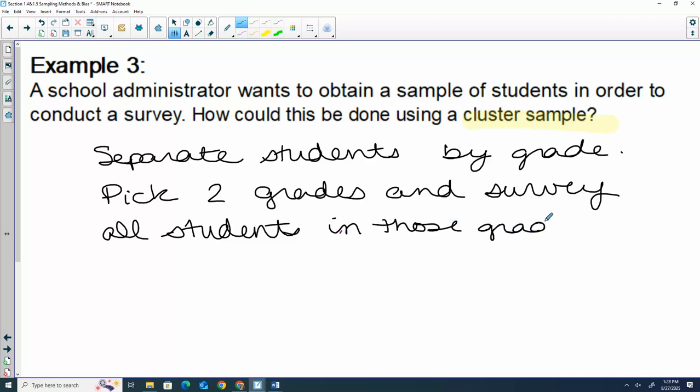Remember when we did like 10 from each, that's stratified. You broke them into your grades, but instead of taking that entire group, you took a few from each group.